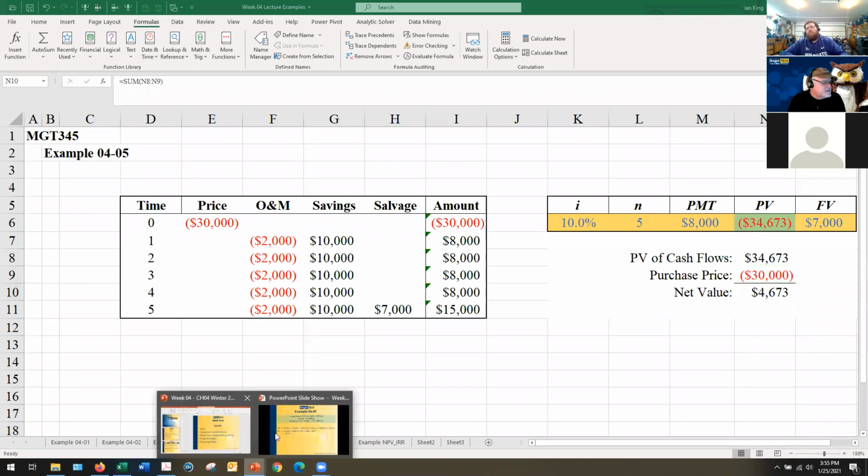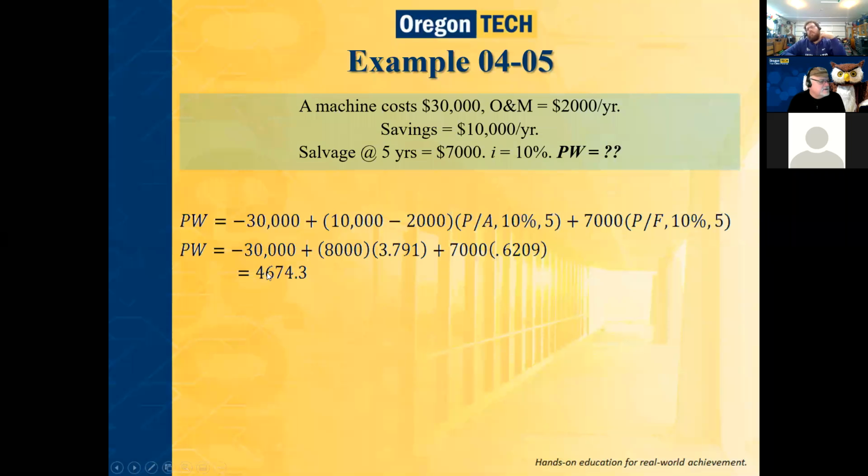Again, gets you the same place either way. 4674.3. Difference is rounding. Came out to 74.3 using the factors. Came down to 4673 using Excel. It's just rounding.